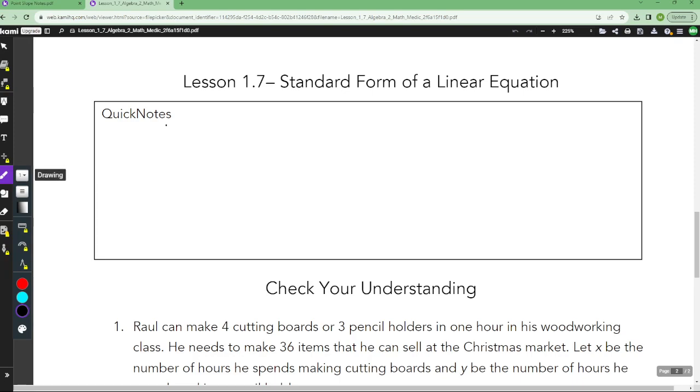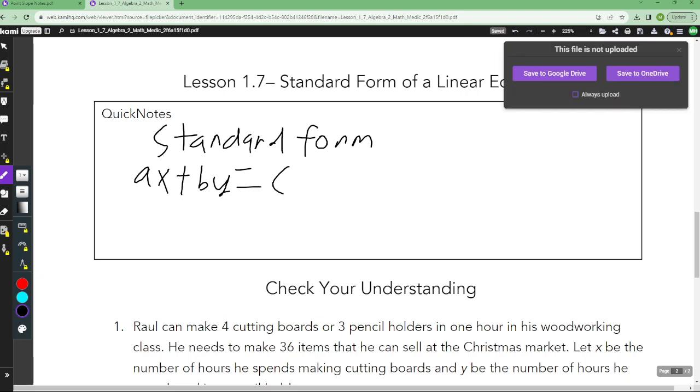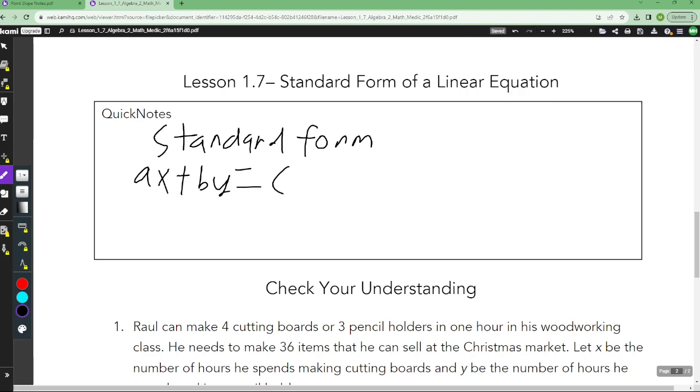Standard form is going to be ax plus by equals c. Okay? So to find the x-intercept, set y to 0. Okay? And then to find y, you do the opposite.